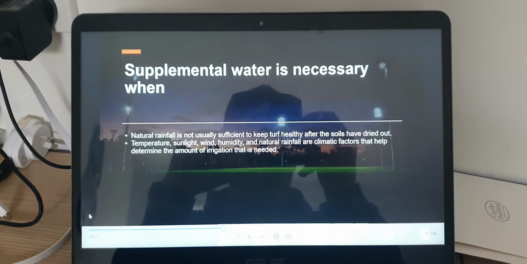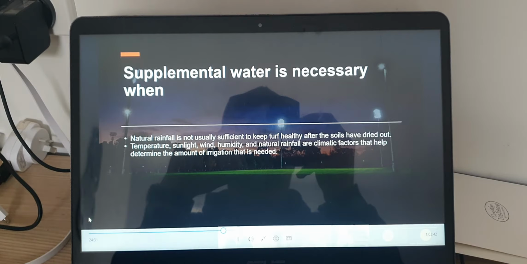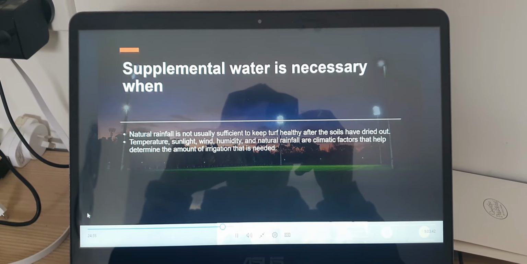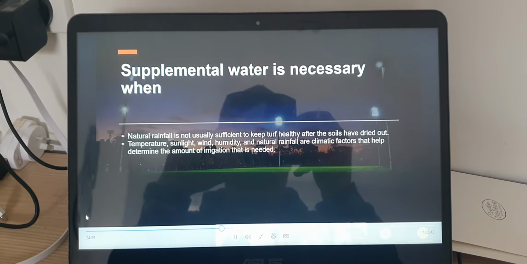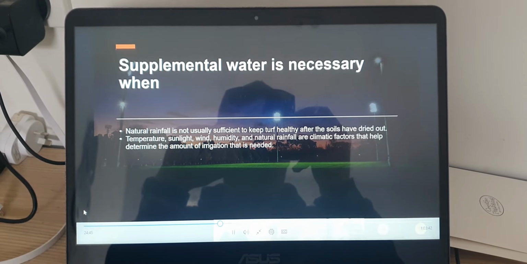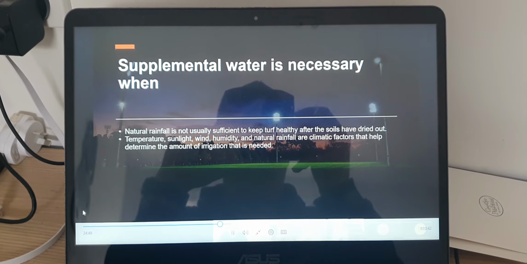Maybe you're asking yourself, what else do I need to know? Well, supplementary water is necessary where natural rainfall is not usually sufficient to keep turf healthy after the soils have dried out. Temperature, sunlight, wind, humidity, and natural rainfall are climatic factors that help determine the amount of irrigation that is needed.